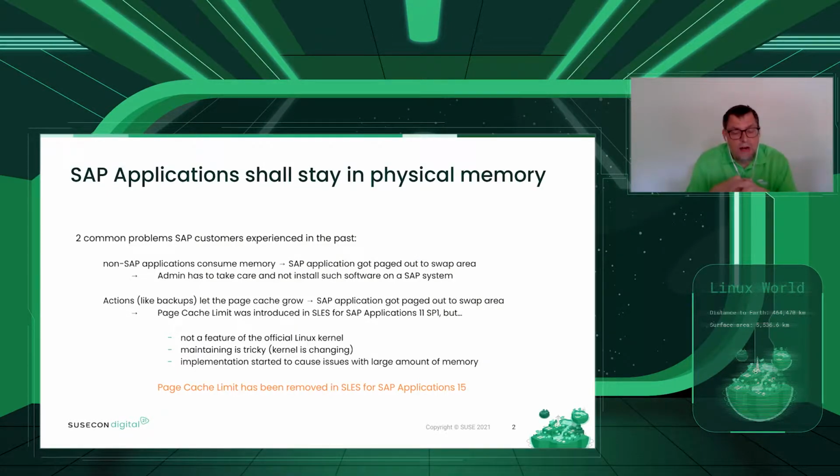The admin has to take care of that and either reconfigure the software, if it's possible at all, or simply not install such software on an SAP system. The second one was a little bit more common: swapping happened due to a growing page cache. So the result was the same. The SAP application gets swapped out. And we saw this very often together with backups running at night, which did not use direct I/O. Those backups caused page cache growth, and the next morning there was big trouble because when everybody came back in the office to log on, the great swapping started.